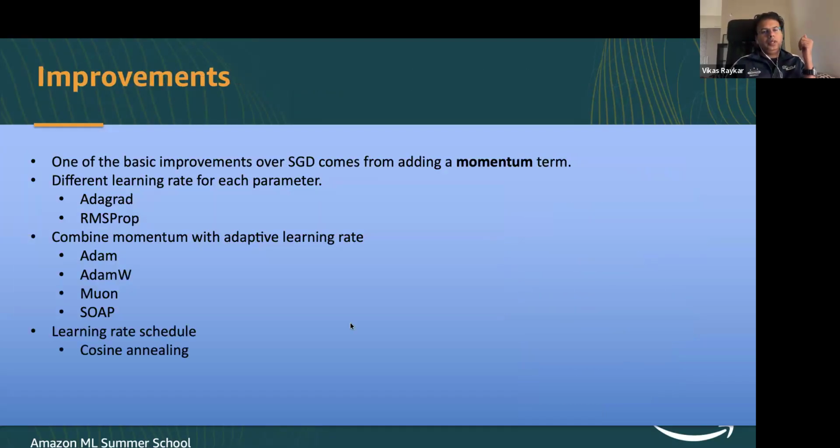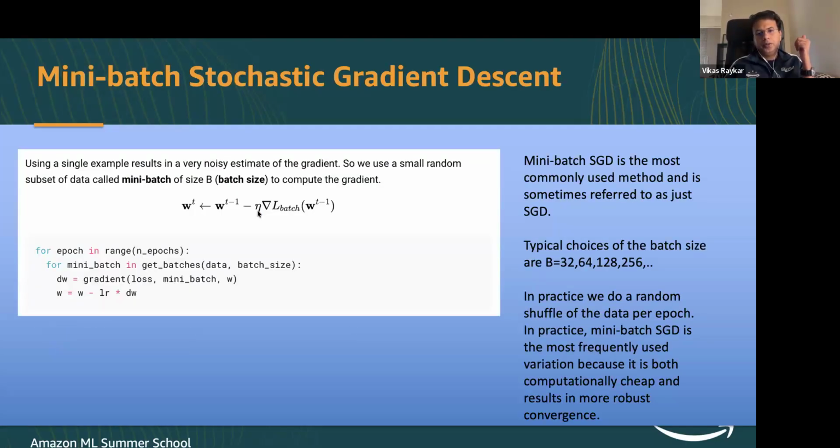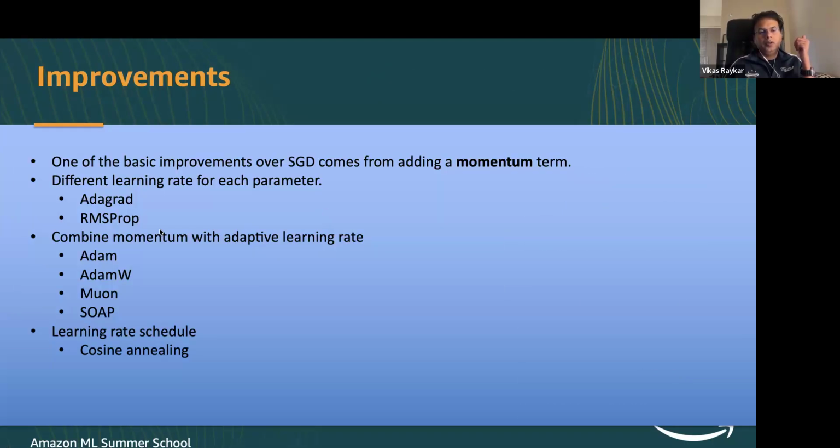Now, from SGD, I will not go into detail over all the variants, but there are several variants proposed which try to improve over SGD. The first improvement over SGD is adding a momentum term, which helps make the convergence faster. The second kind of improvement is having a different learning rate for each parameter. If you look at the previous update equations, eta is common across all parameters, but you can actually use a different learning rate for each parameter.